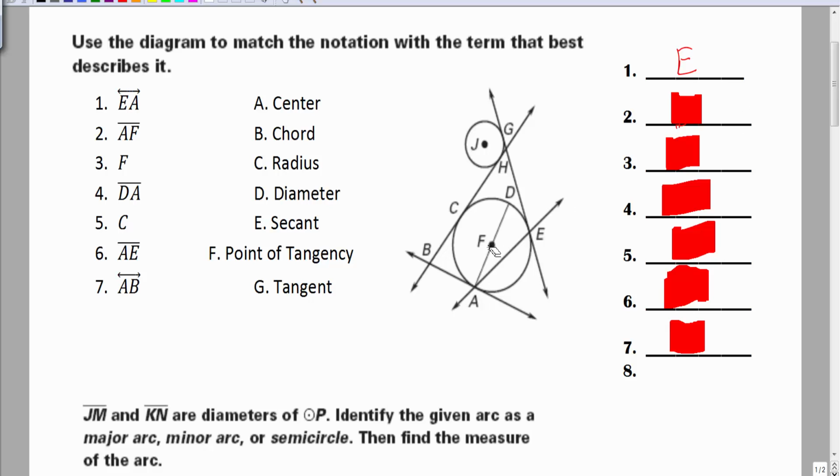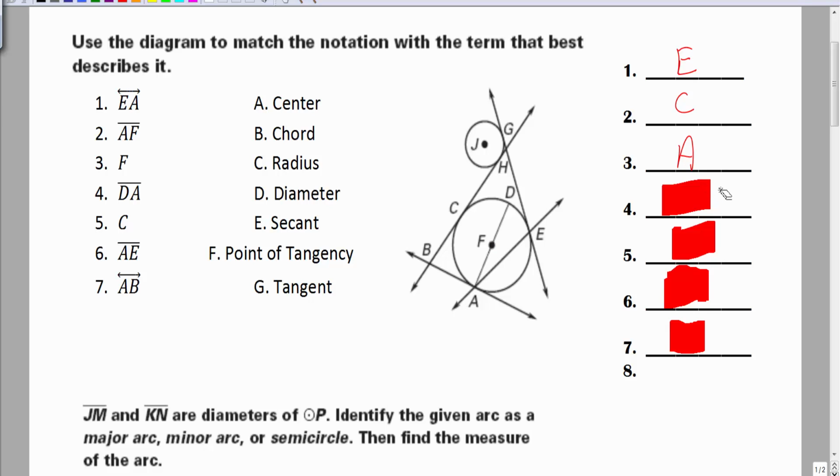Number 2, AF, that edge of the center, or to the center. This is a segment from the center to a point on the circle. I first said chord, but wait, I screwed that up. That's a radius. My bad. Okay, a little early in the morning. So obviously AF is a radius. Hopefully I got the rest of these right. Hopefully you have an A here. I misaligned my letters. F is the center of a circle, so F is a center.